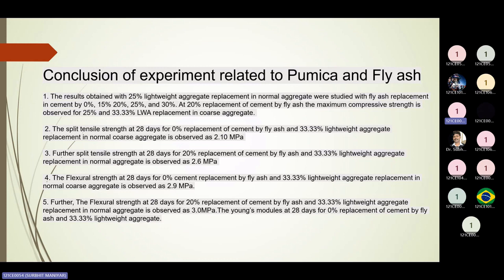The Young's modulus at 28 days for 0% replacement of cement by fly ash and 33.3% lightweight aggregate.